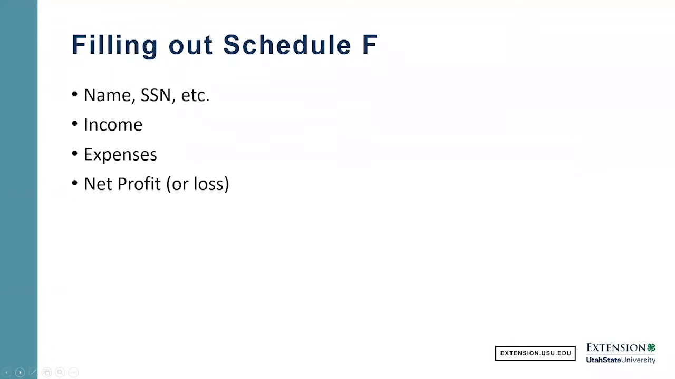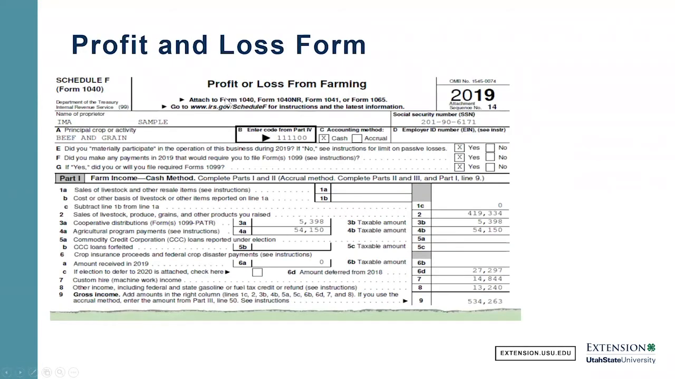And you'll also need to put in your name, your social security number. There's places for the income, expenses, net profit. And so let me show you what this form looks like. So as you can see up here, it's the Schedule F, profit or loss from farming. This is the 2019 return or form, but it really hasn't changed.